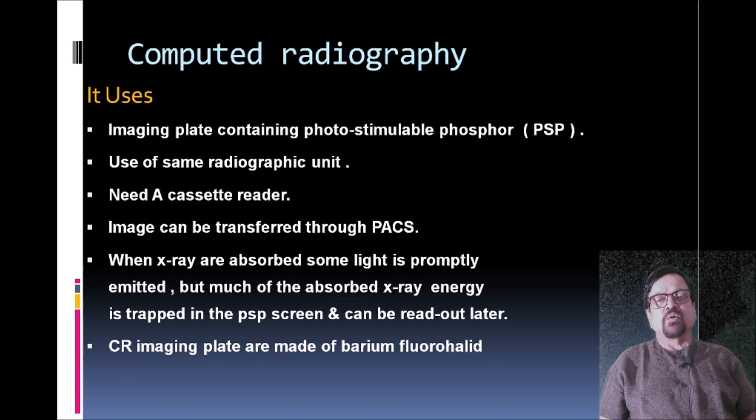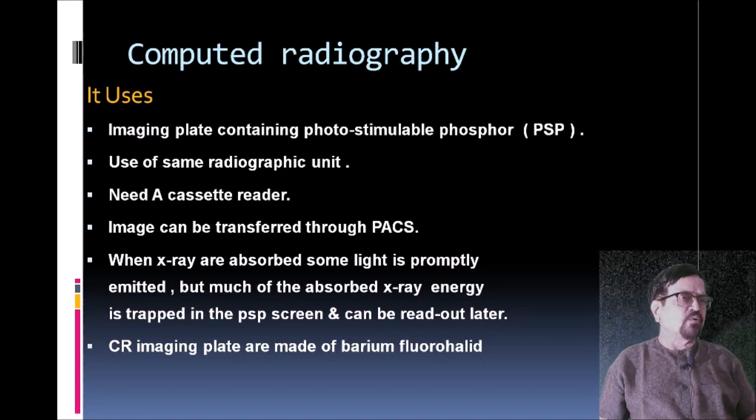Use of the same radiographic unit is possible. You have got your X-ray department, the X-ray machine is there, X-ray tables are there, so you do not have to change all these things when it is going to be shifted from conventional to computed radiography. It needs a cassette reader. So what are the constituents of computed radiography? The first is the image plate, which we have seen. Second is the computer reader. What the computer reader does is it converts the image into a latent image. Now let us see it in more detail.